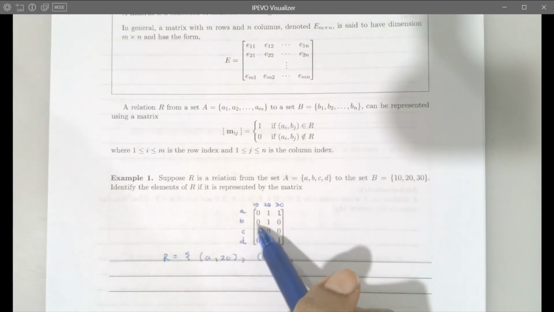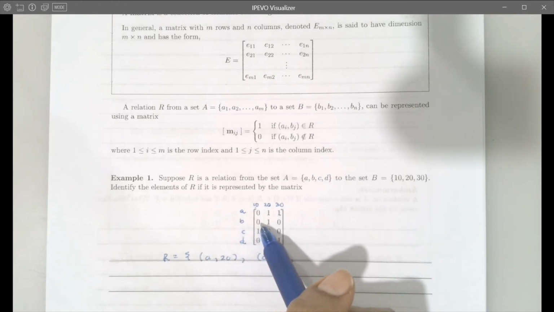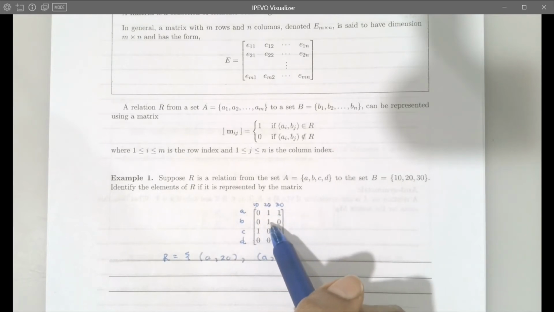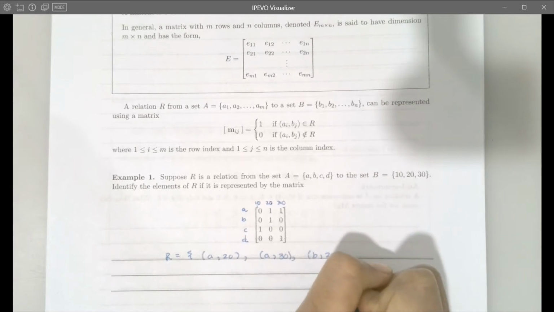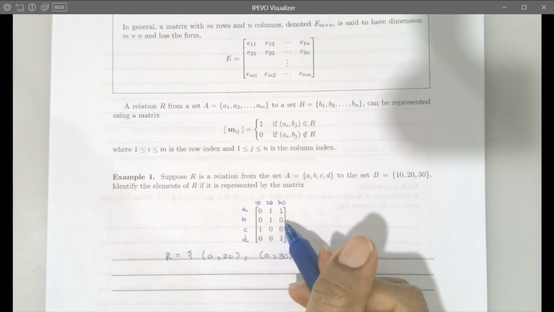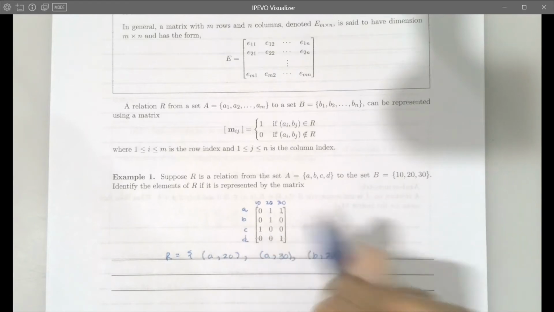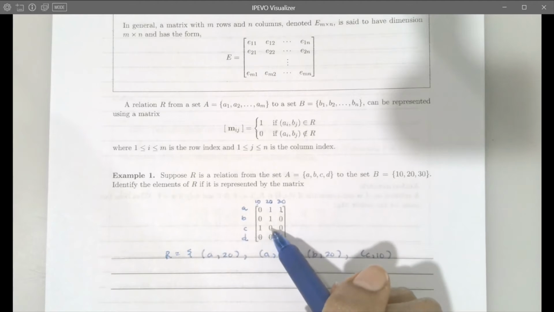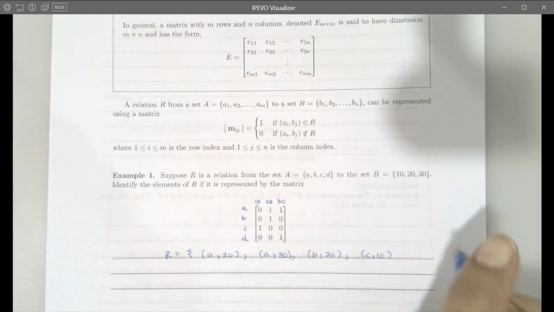Then if we move to the next row, which represents the input B, we see that there is a 0 at output 10, a 1 at output 20, so there is an ordered pair that is B, comma 20, and then a 0 at 30, so there is no B, comma 30 as part of the relation. We have a C, comma 10, but no C, comma 20 or C, comma 30, and then for D, there is a D, comma 30.